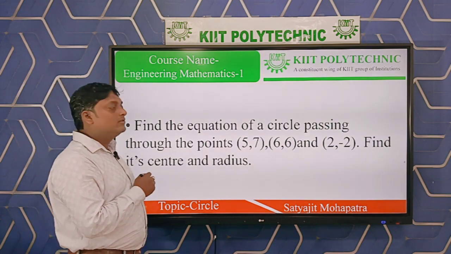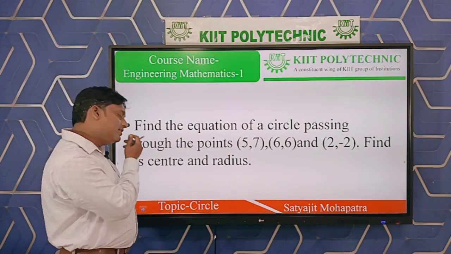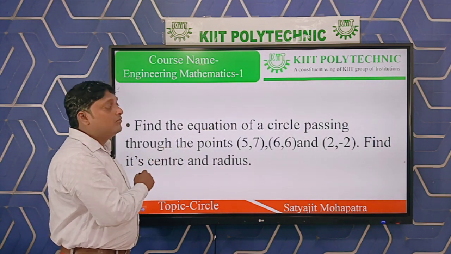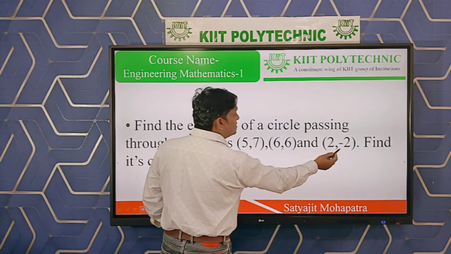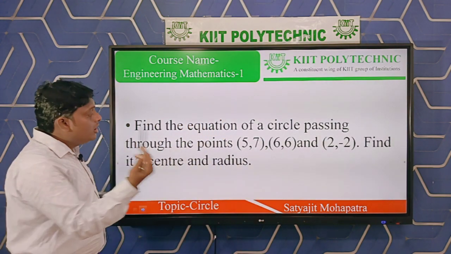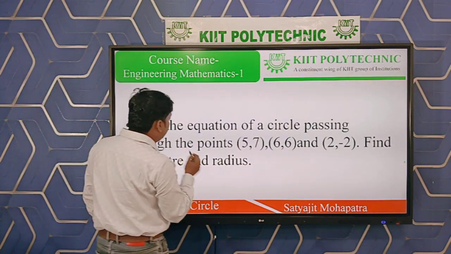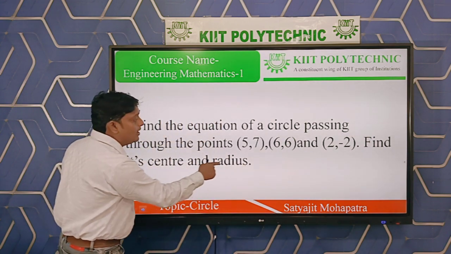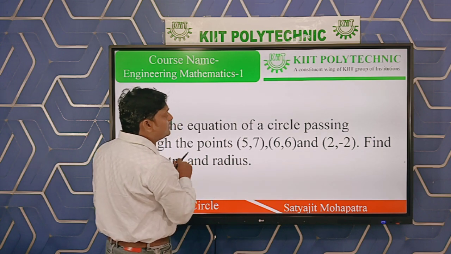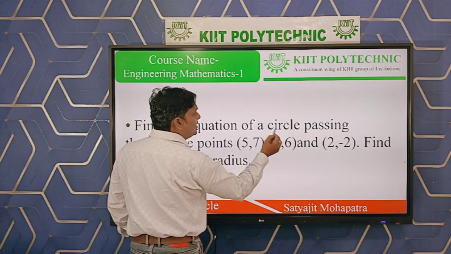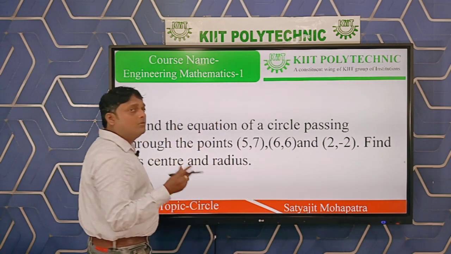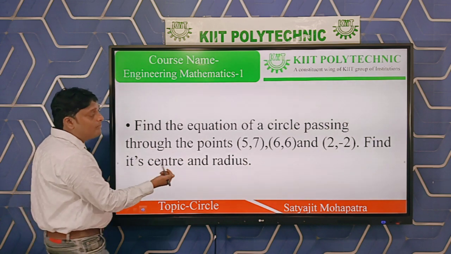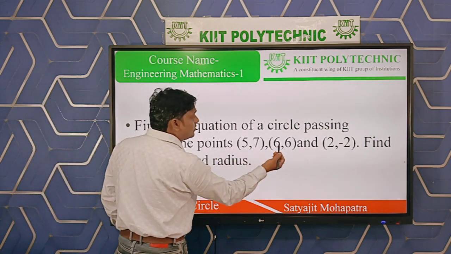Okay. Next is very important. These are the long questions coming every year. You have to find the equation of a circle when the circle passes through 3 given points. You are being asked to find the center and radius. Here the 3 points are (5, 7), (6, 6) and (2, minus 2). You know the general equation of the circle. In the next slide we will do this; we just have to note down the points.